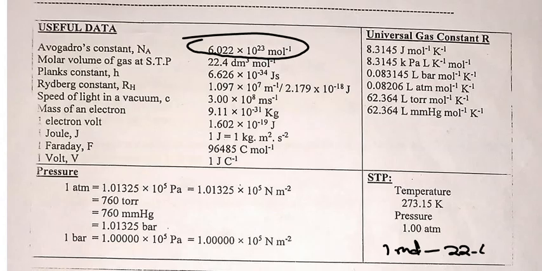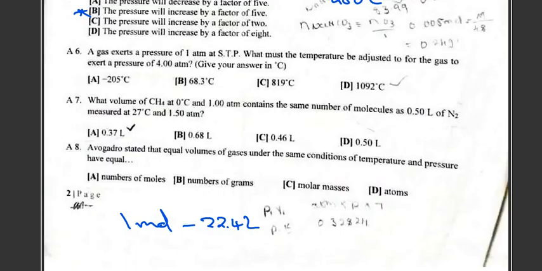This will be 24 liters at RTP. Yeah, so that should be on your fingertips. So now they're asking us, what must the temperature be adjusted to for the gas to exceed a pressure of 4 atm? Give your answer in degrees Celsius, right? That's what they want.